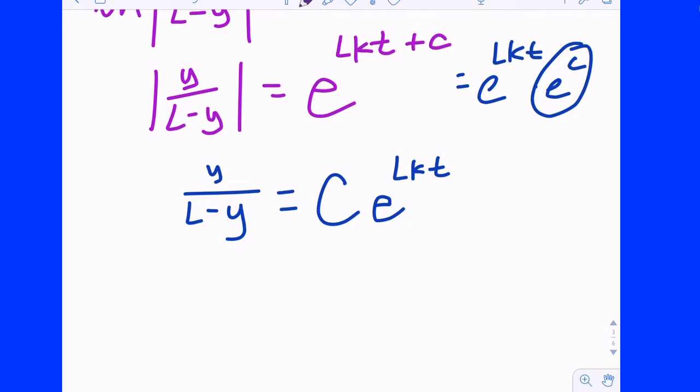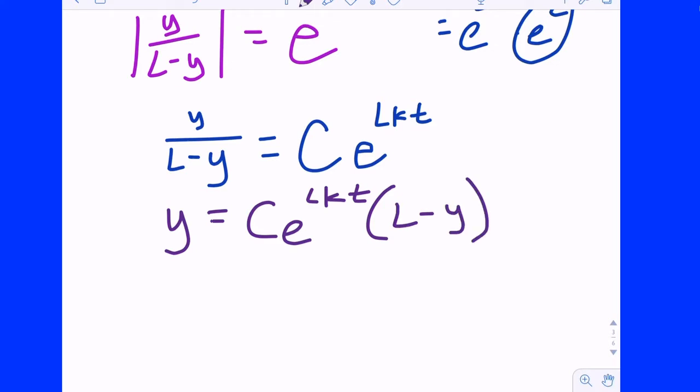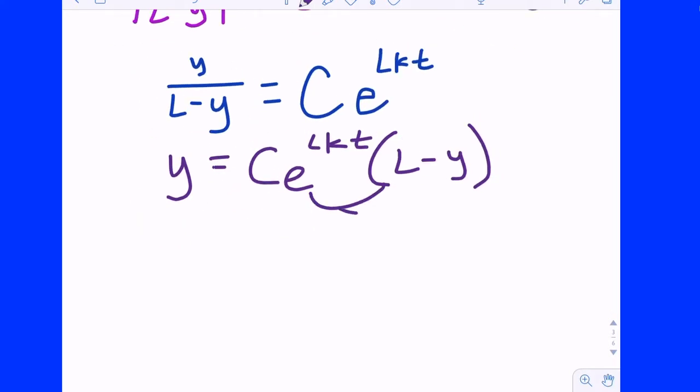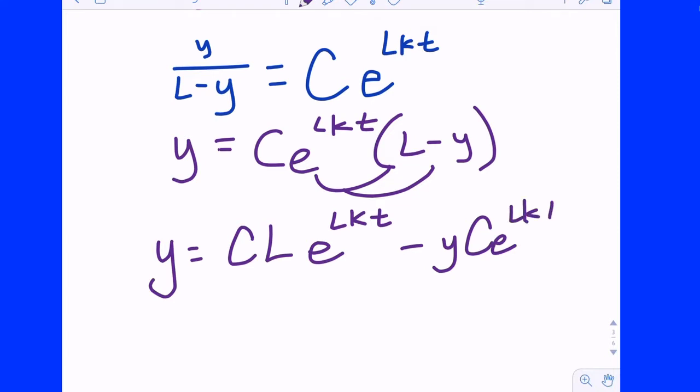Well, if nothing else, you just fearlessly explore by doing something. All right, so we're going to multiply both sides by L minus Y. So we get C e to the LKT times the quantity L minus Y. And now I'm going to distribute, and I get Y equals C L E to the LKT. And this is a math class, not an English for misspellers class. Minus YCE to the LKT.